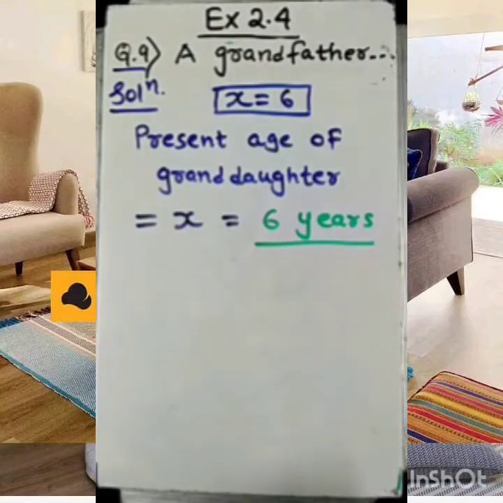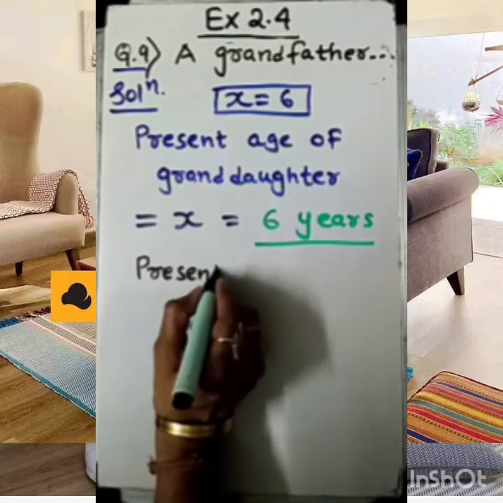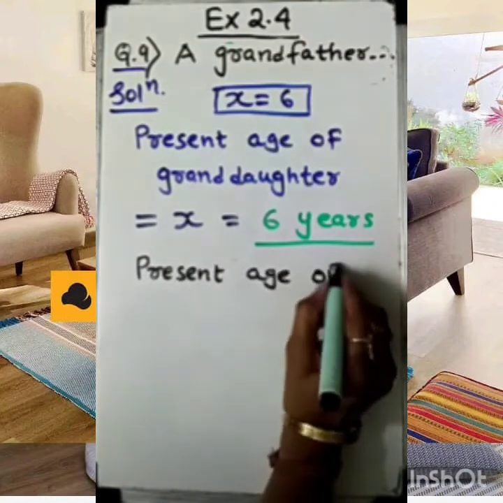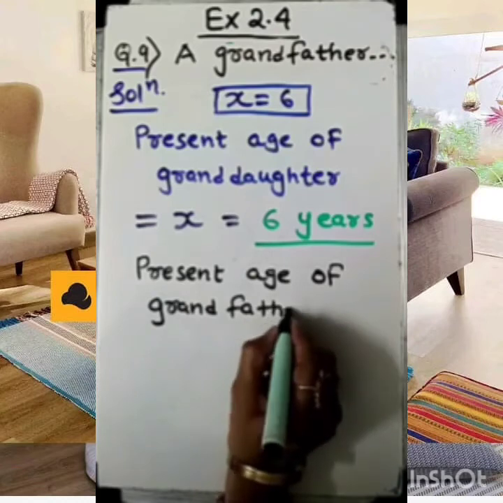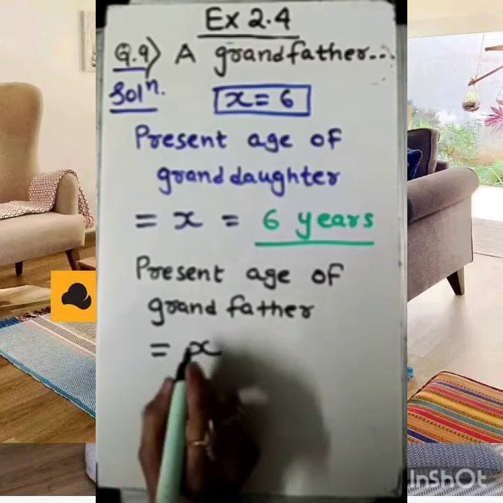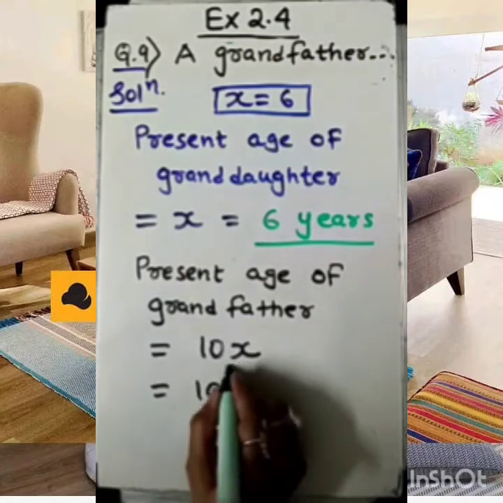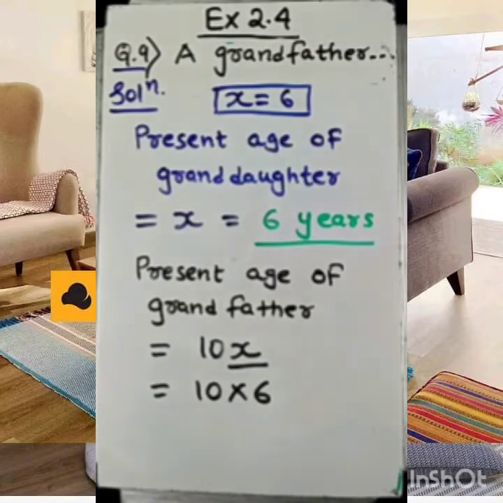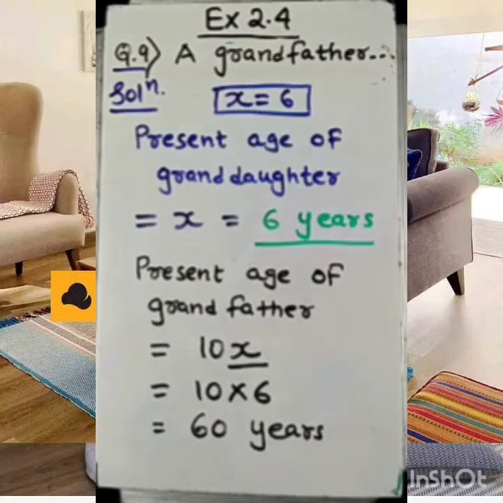Now, what about grandfather? So we need to mention here the present age of grandfather. Present age of grandfather is equal to 10x. For that, we know it is 10 times her age. So in place of x, I am putting the value 6 here. 10 6 60 years. So dear student, the present age of grandfather will be 60 years. Clear? This is the complete solution of question number 9, which is quite easy.